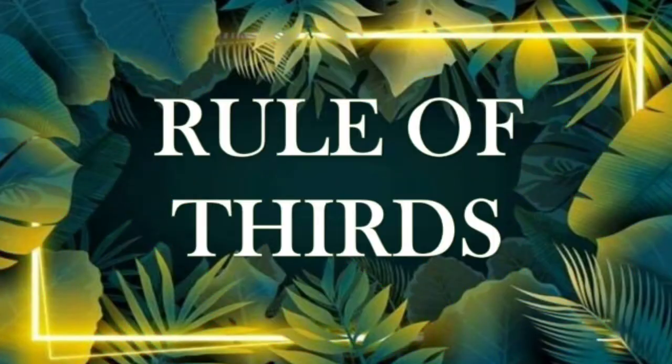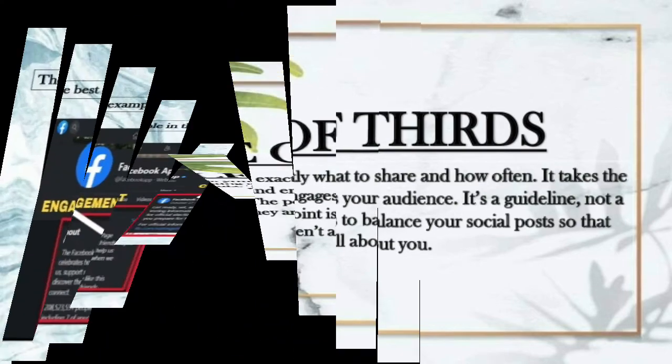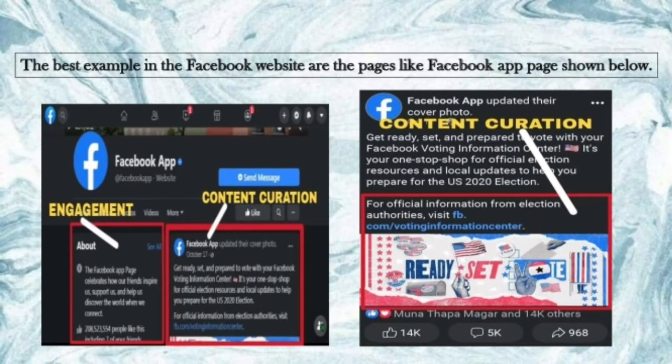The rule of thirds tells you exactly what to share and how often. It takes the guesswork out of posting and engages your audience. It's a guideline and not a mathematical formula. The point is to balance your social posts so that they aren't all about you. The best example inside the Facebook website that shows the rule of thirds are the pages inside the website.